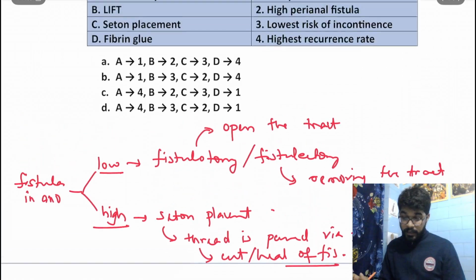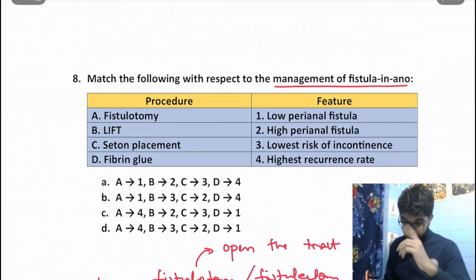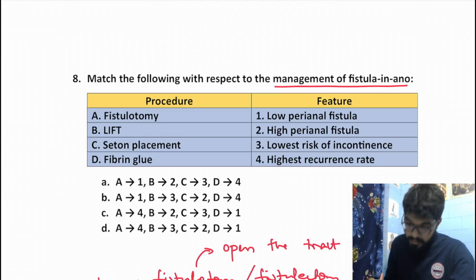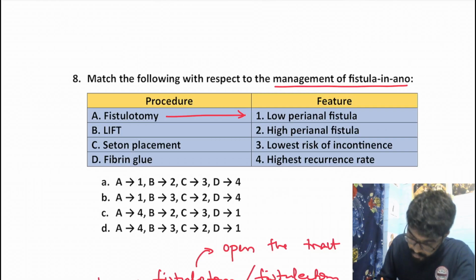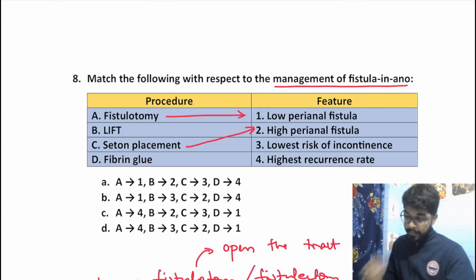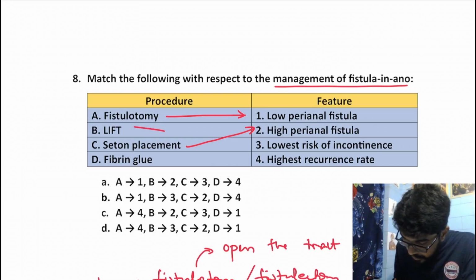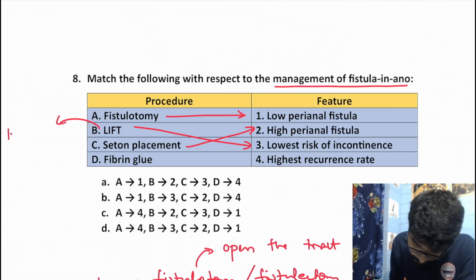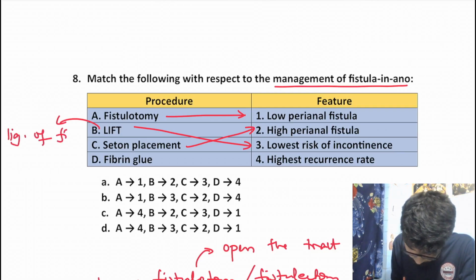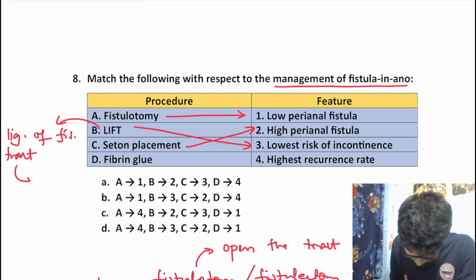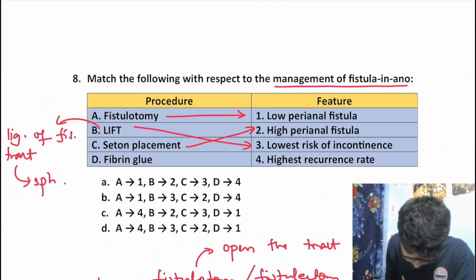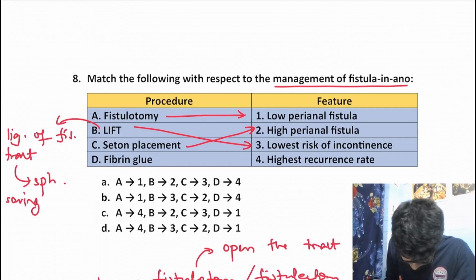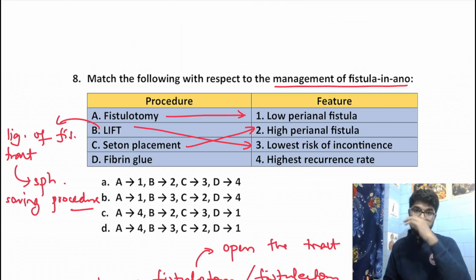Okay. Now let's have a look into the table. For low perianal fistula, we would go for fistulotomy. For high perianal fistula, we would go for seton placement. Lowest risk of incontinence is actually seen in LIFT procedure. What is LIFT? LIFT is nothing but ligation of the intersphincteric fistula tract. Remember that LIFT is a sphincter saving procedure, so it will decrease the risk of incontinence.